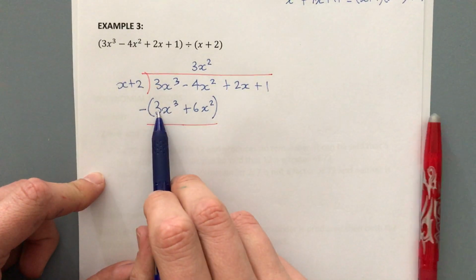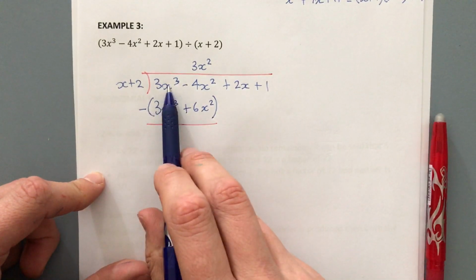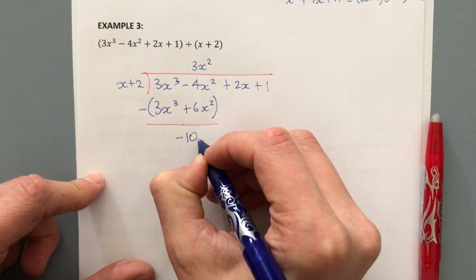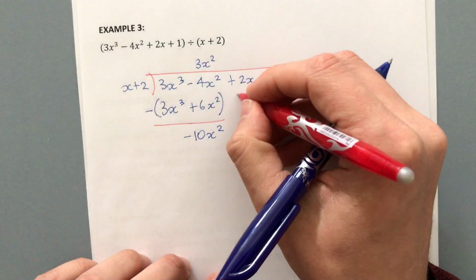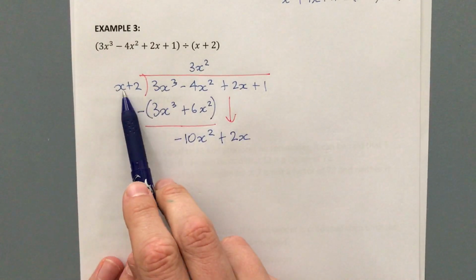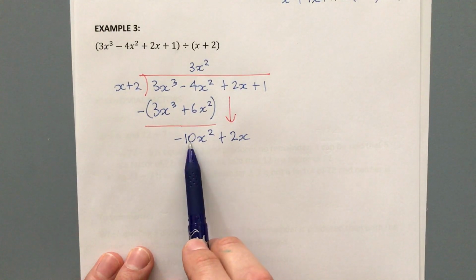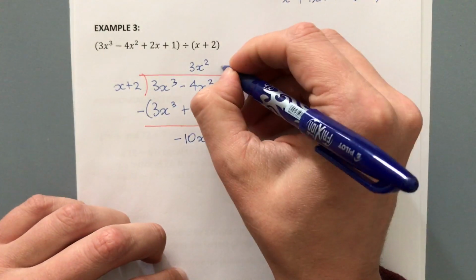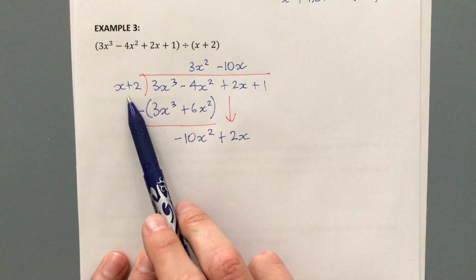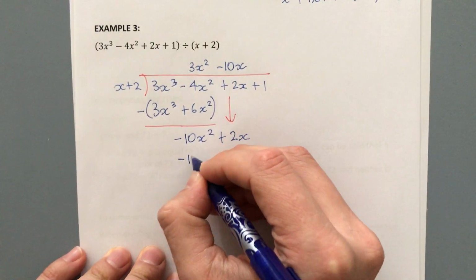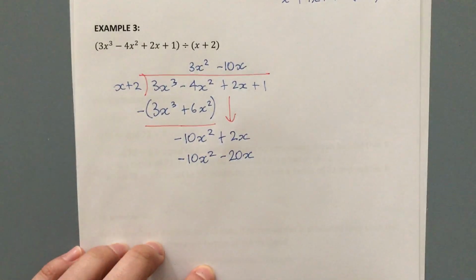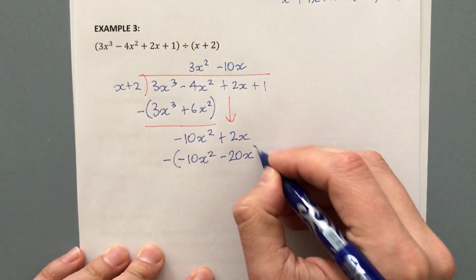So in here now, negative 3x cubed cancels out your 3x cubed. Negative 6x squared makes this negative 10x squared. And we're bringing down your plus 2x. Minus 10x squared divided by x gives us negative 10x. We're now coming back, negative 10x multiplied by x gives us negative 10x squared. Negative 10x multiplied by positive 2 gives us negative 20x. And we're taking that away.